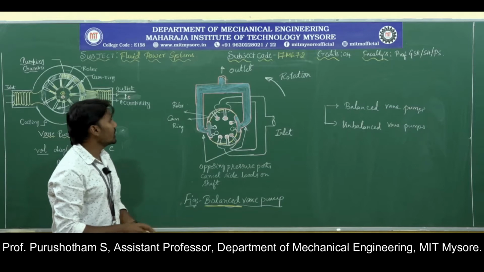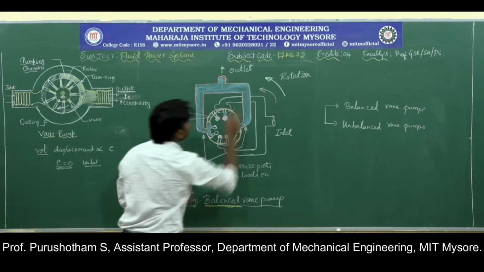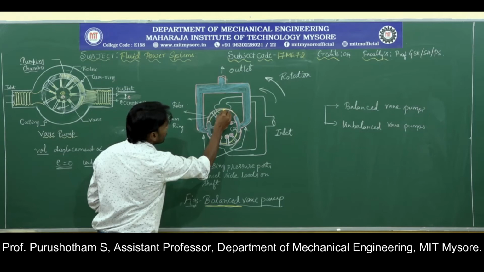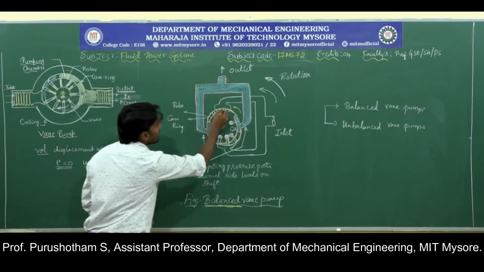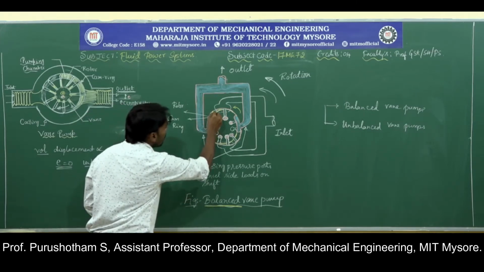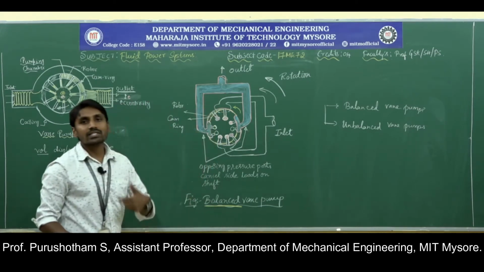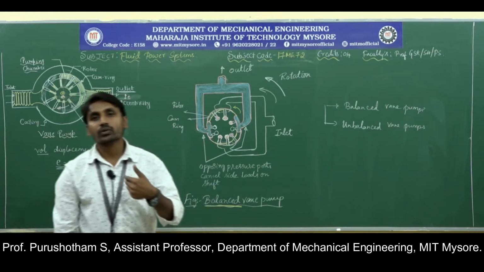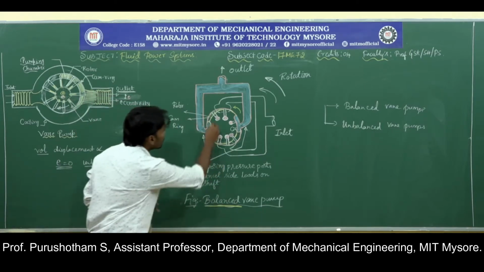Then coming to operation, when the rotor rotates in the anti-clockwise direction, so from here, when the fluid is inlet, that is when the rotor starts to rotate anti-clockwise, there will be an increase in the volume, because the vanes move outwards towards the cam ring. That will increase the volume. As the volume increases, the pressure reduces, and due to atmospheric pressure, the fluid enters into the cavity.